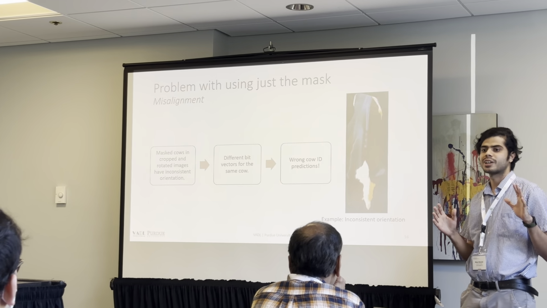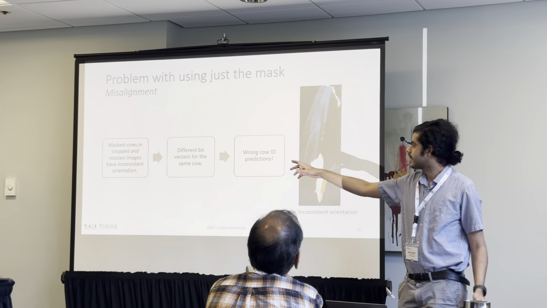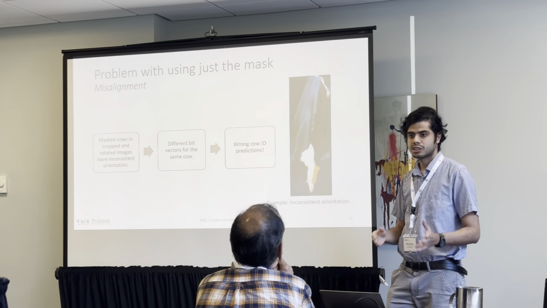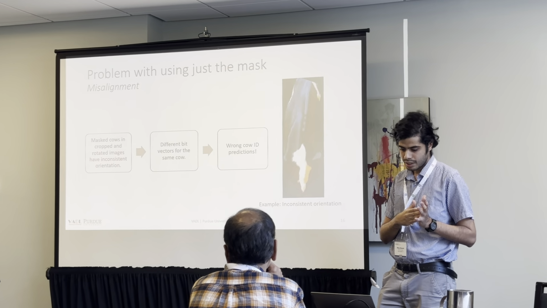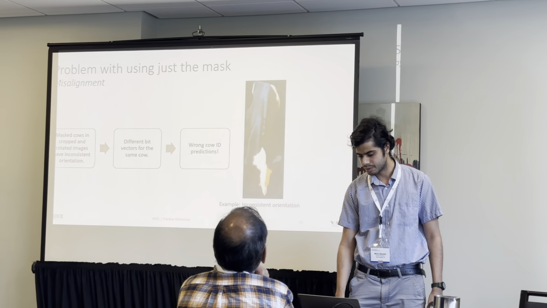You see, the cows are not great posers, so we get images like this, and they have inconsistent orientation, and that leads to different bit vectors being generated, which in turn leads to wrong cow ID predictions. How do we solve this?